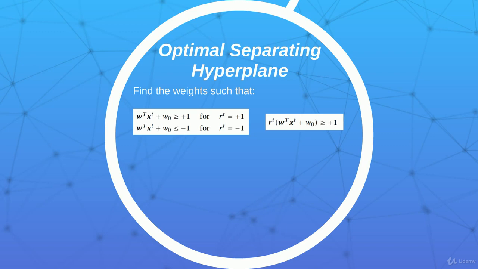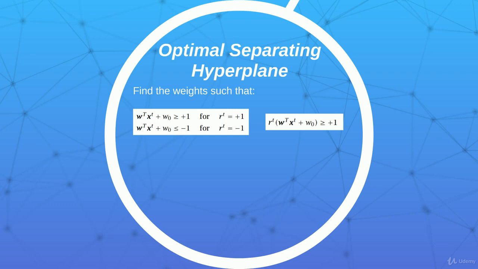So not only do we want the instances to be on the right side of the hyperplane, but we also want them some distance away for better generalization. Our function on the right here, r^t times (w^T x^t + w_0), is greater than or equal to 1 instead of just 0 because we want a margin. We want some distance between the hyperplane and our nearest points.